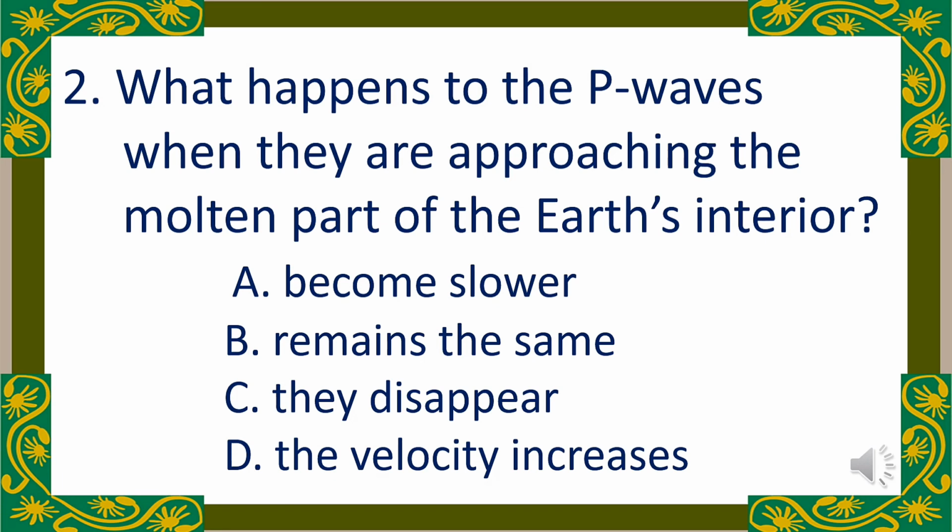Number 2. What happens to the P waves when they are approaching the molten part of the Earth's interior? A. Become slower. B. Remains the same. C. They disappear. D. The velocity increases. What is the correct answer? The correct answer is letter A, become slower.